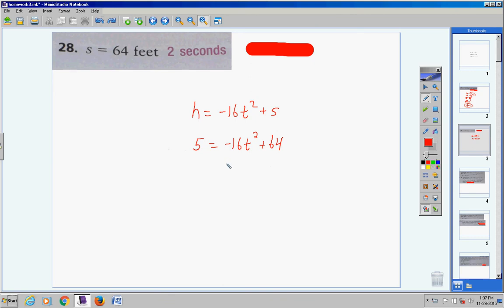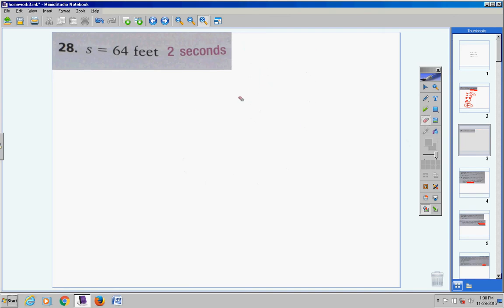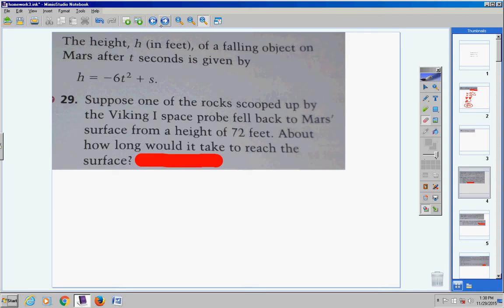Bring the 64 over, make it a negative 64. You would get negative 59 equals negative 16t squared. I'm not going to work this out, but you would divide both sides by negative 16 and take the square root of both sides. But understand that's a very fair problem. Understand H is the ending height. Alright, moving on. Number 29.